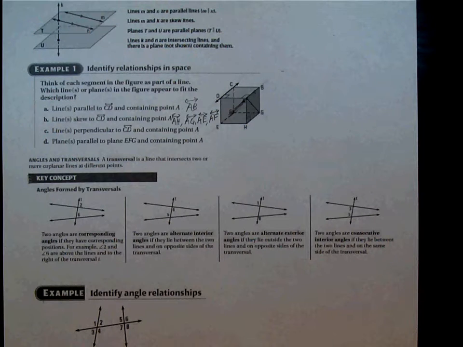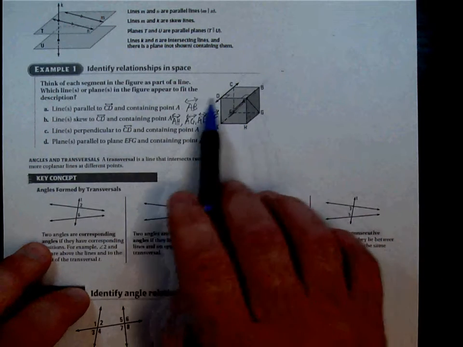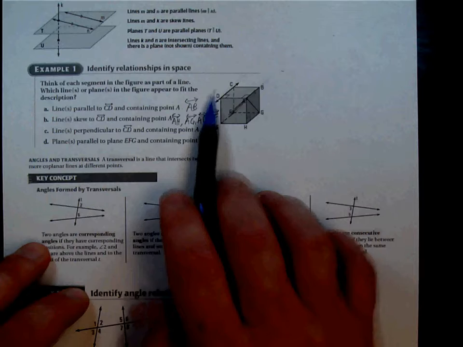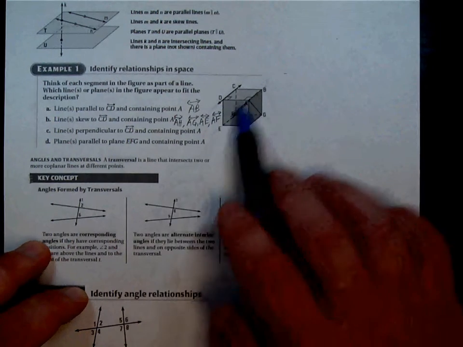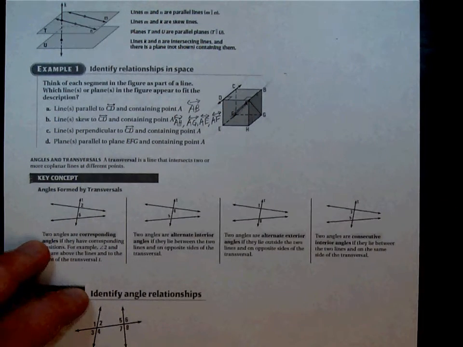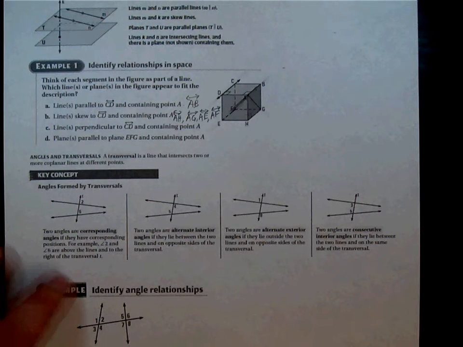And I think those are the only ones that go through A, because I can't connect A and D. A and D intersects the line, so it's not skew. AC would intersect, and AB we already said is parallel. So those are the only four that are left then.